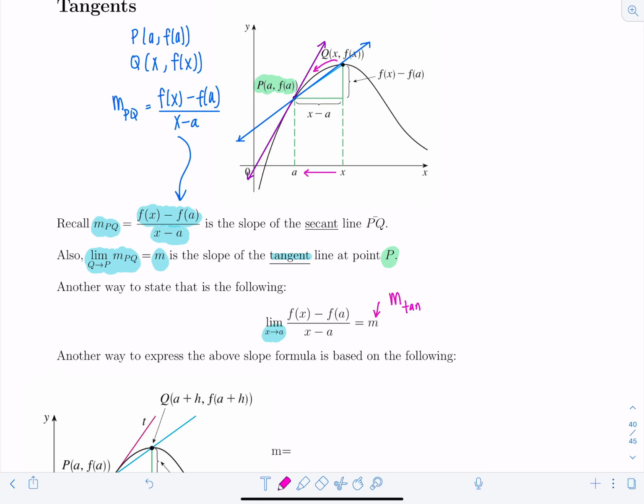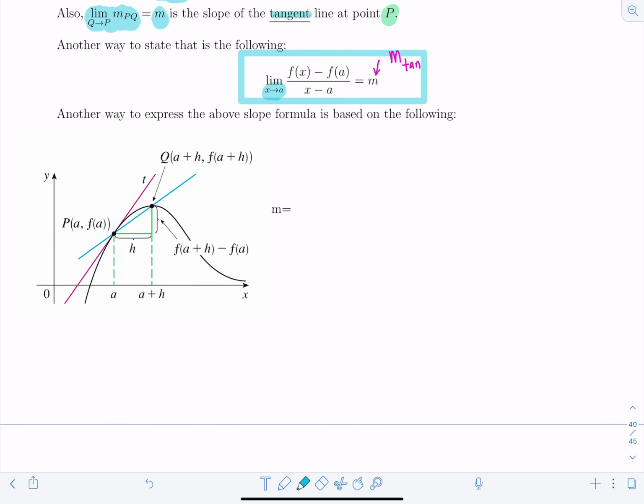Now, you could relabel this picture a little differently and get another version of this slope formula right here. Okay, so I want to show you where they both come from. Here's the slope formula, one version of it. Now we're going to look at this picture, which is labeled a little differently. So same function, f of x. Again, we have the point P here with coordinates a, f of a. And then now I'm going to move a distance h in the x direction. So now here, the x coordinate is a plus h. So notice Q has coordinates a plus h, f of a plus h.